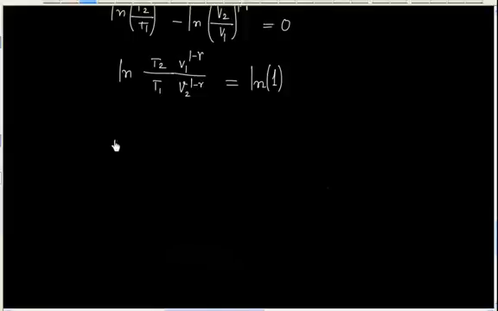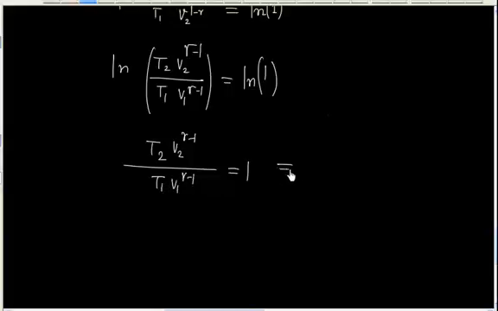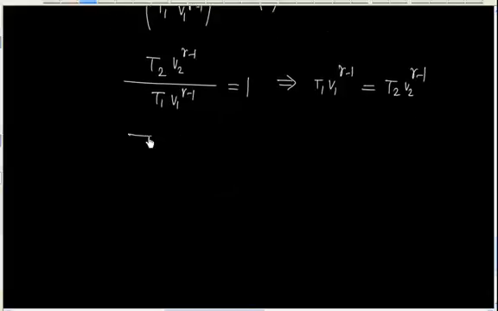So this we can write as ln of T2 V2 gamma minus 1 over T1 V1 gamma minus 1 equals ln 1. So we will have this equals 1. So we can write T1 V1 gamma minus 1 equals T2 V2 gamma minus 1. So from here we can say the adiabatic process will have the equation T V to the power gamma minus 1 equals constant. So this is the equation for adiabatic process.